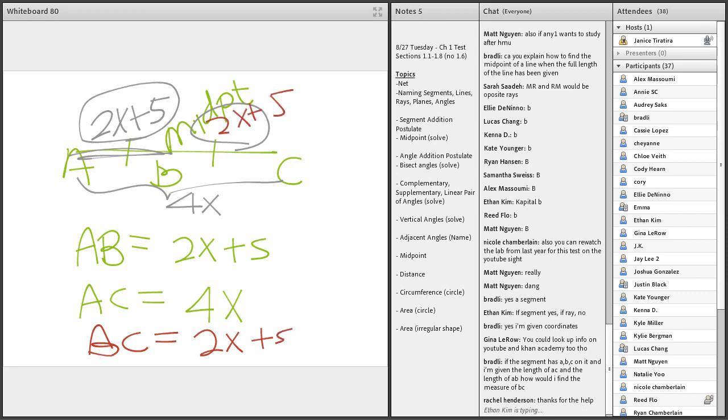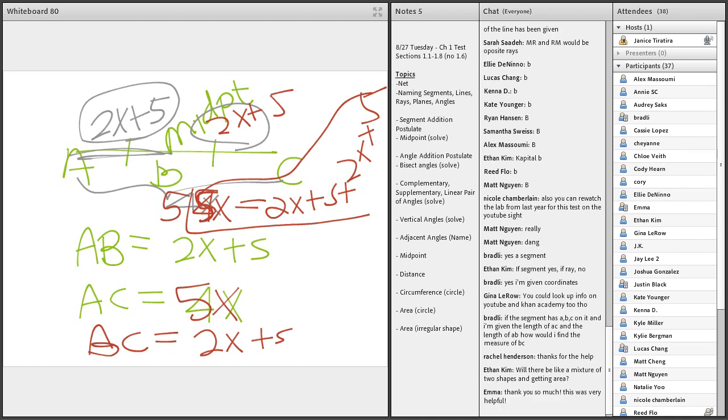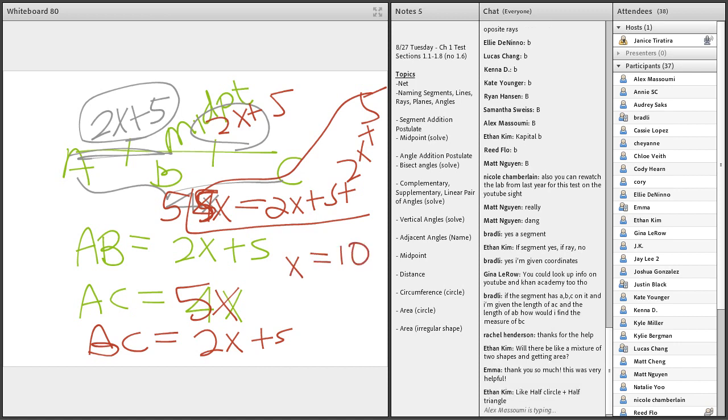And then you're going to do your algebra. You're going to do your math. So you're going to calculate. I'm running out of space. Equals the whole thing 4x. So part plus part equals whole. Oh shoot, this is a bad number. Let's change this to 5x. Sorry. So then you do your math. I think x will equal 10. And then you plug it back in. So this AB is 25. AC is 50. Should be double. And BC is 25.